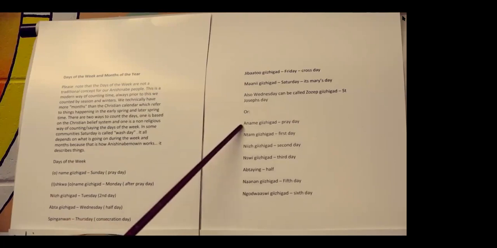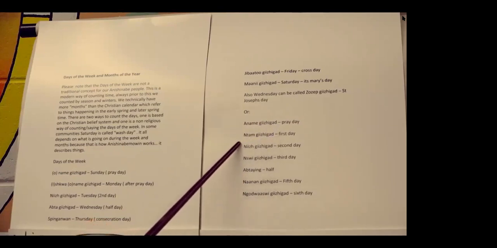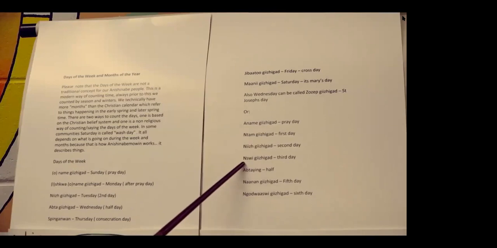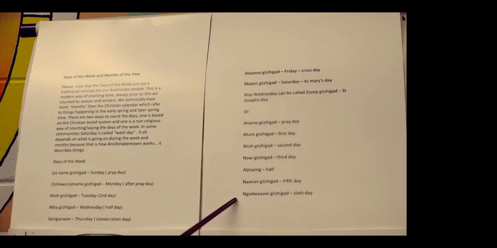And then we have these days here. We can say Namegishgat, which is pray day. Nitamgishgat is first day. Some have numerized the days, eh? Nishgishgat is 2nd day, which refers to Tuesday. Niswegishgat, which is Wednesday, 3rd day. And then Aptwing is half. And then we have Nanangishgat, which is the 5th day, or Jibatugishgat up here, which is Friday. And then we have Ngodosugishgat, which is the 6th day.